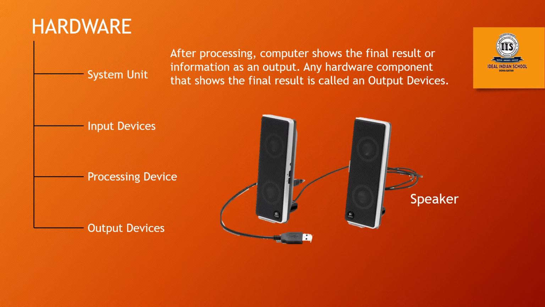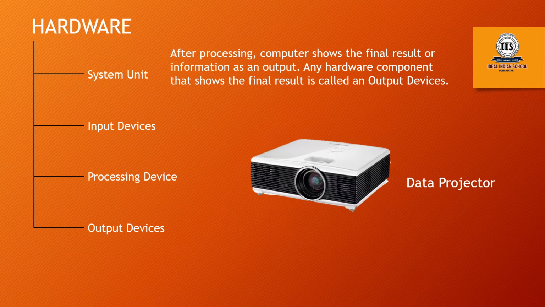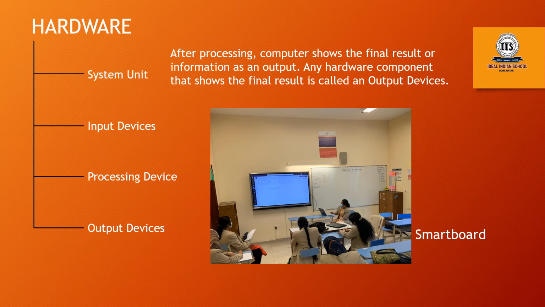Speaker. These are output devices which are used to hear the sound output from a computer. Data projector. It is an output device that projects the data that is being displayed on a computer screen on a larger screen so that the audience can see it clearly. The last one is smartboard. It is an output device that displays the information on a connected screen, usually via a data projector. This board is used in classrooms as a teaching tool.